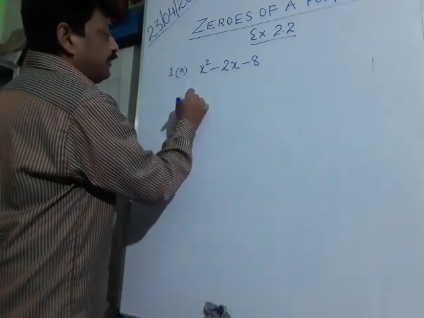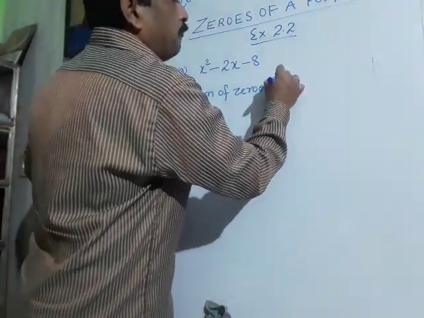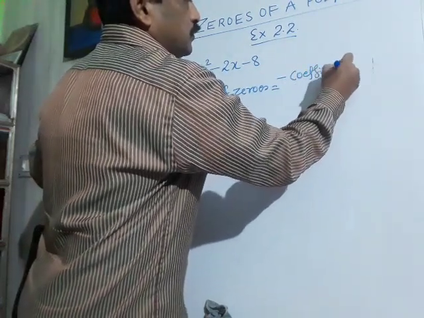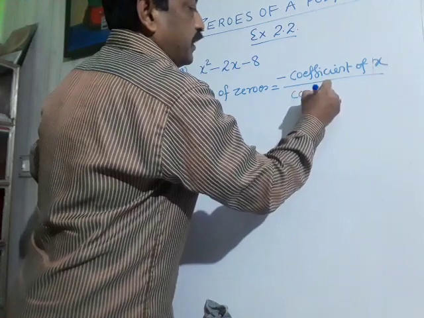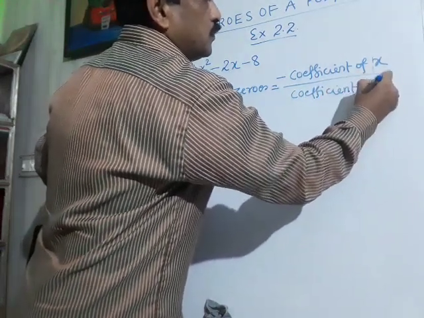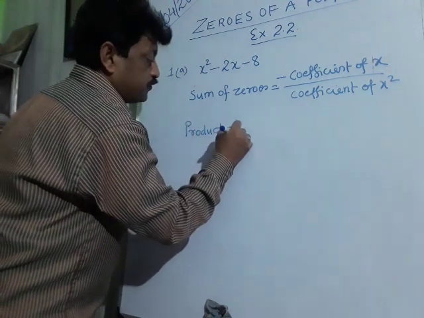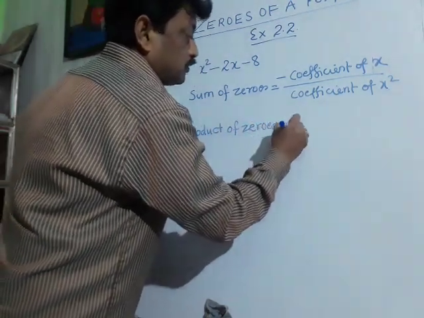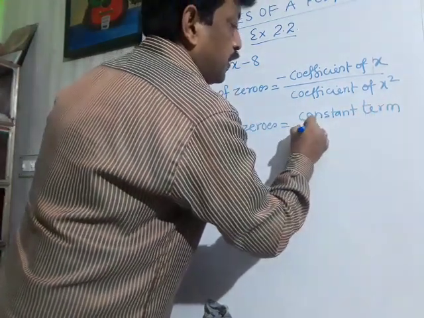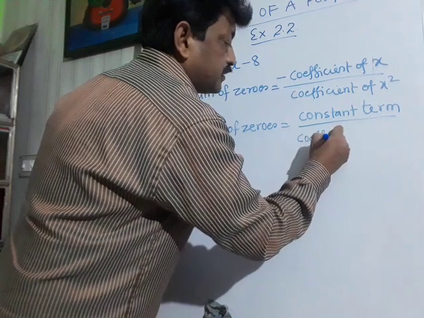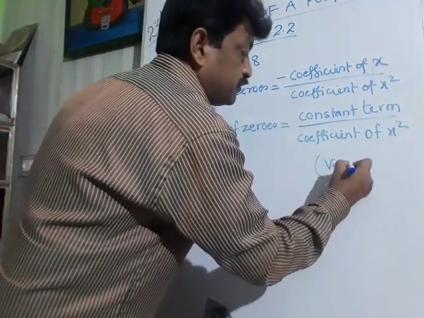So we have proved that for a given polynomial, the sum of the zeros is equal to minus the coefficient of x divided by the coefficient of x square, and the product of the zeros is equal to the constant term divided by the coefficient of x square. So this is the very important relationship which is verified here.